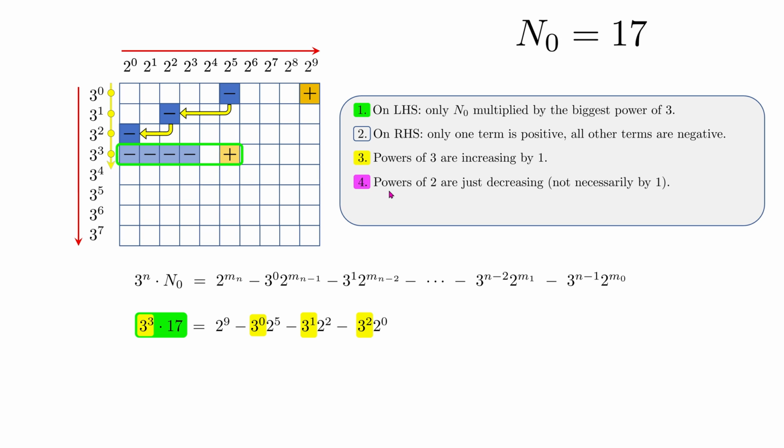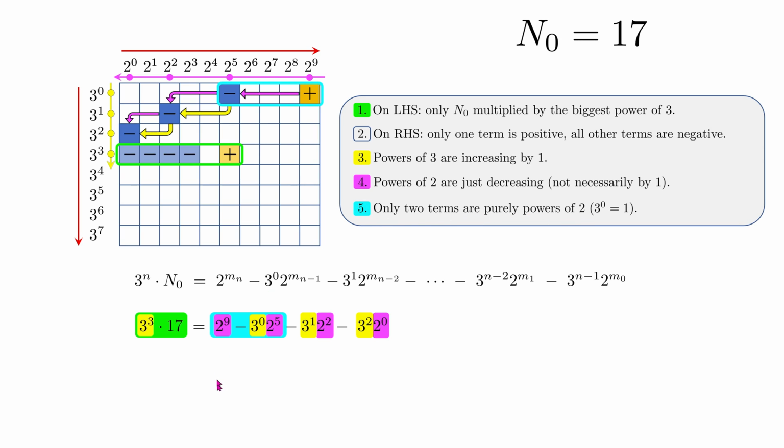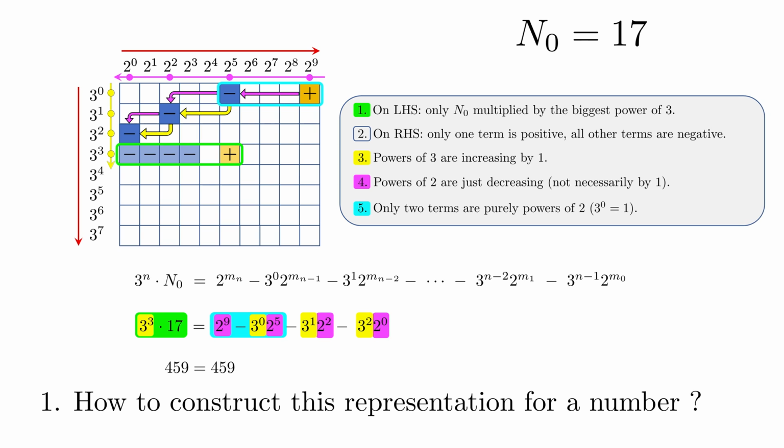Condition number 4: powers of 2 are just decreasing, not necessarily by 1. So we'll check. We are starting from 2 to the power 9. Next we have 2 to the power 5. Next we have 2 to the power 2, and finally 2 to the power 0, exactly as required by this condition. As you can see, all these powers of 2 are decreasing, but not necessarily by 1. And finally, we've got condition number 5. Only 2 terms are purely powers of 2, which are these 2 terms. We have confirmed that the representation of number 17 we created is correct. Now it should be clear how to construct this representation for a number. Now we can move on to our next question.